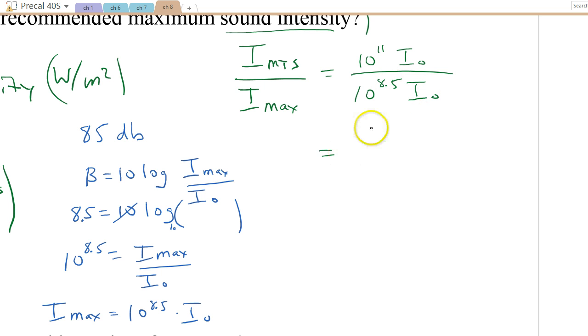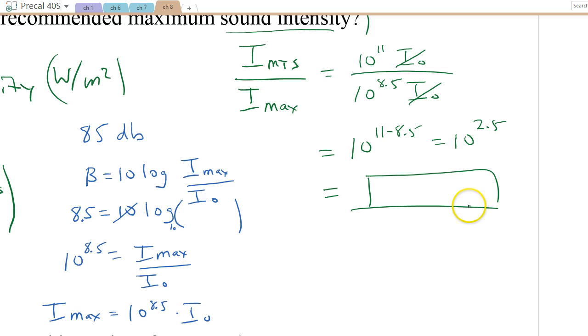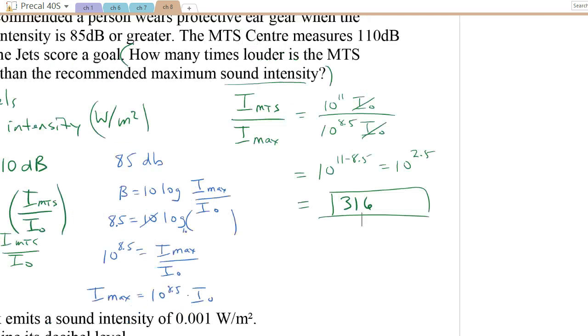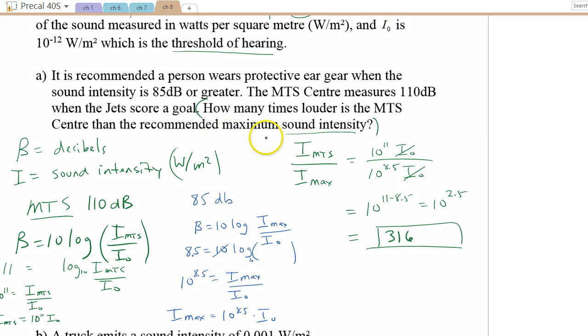So these cancel out, and I'm going to get 10 to the power of 11 minus 8.5, which is equal to 10 to the power of 2.5, which is some pretty large number. I don't have it at my fingertips right now. Okay, checking on my calculator, it appears to be about 316 times. So is it recommended? No, it's not.